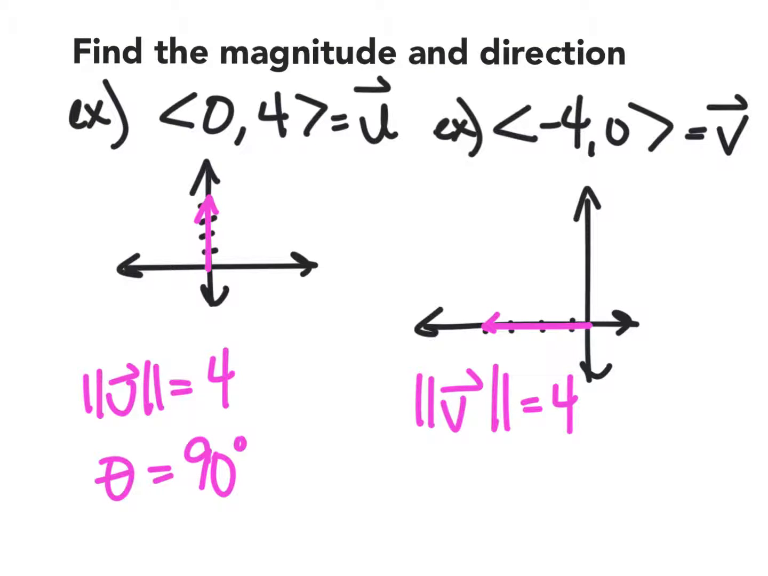All right, again, we can see that the magnitude is 4, but if you tried to do the inverse tan of 0 over negative 4, you would get 0. But drawing it lets me see that the angle is actually 180 degrees.